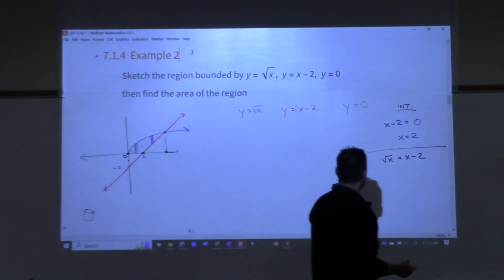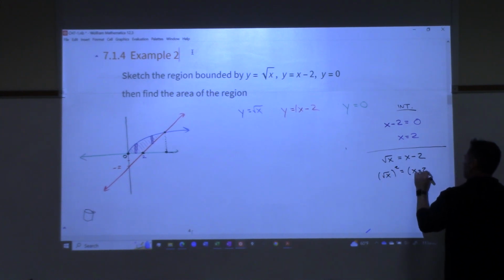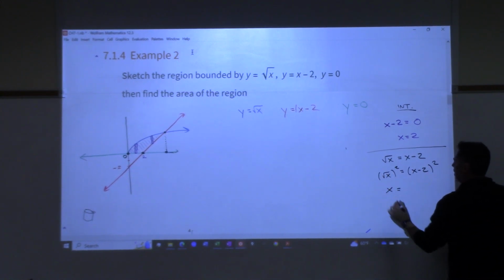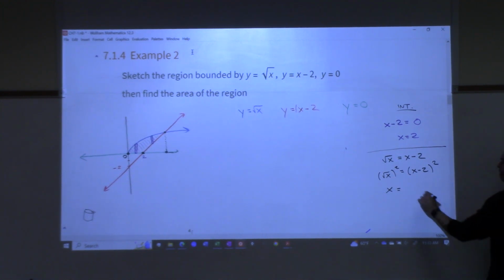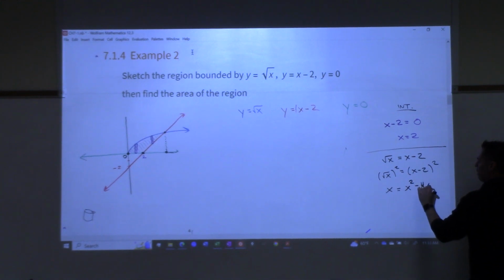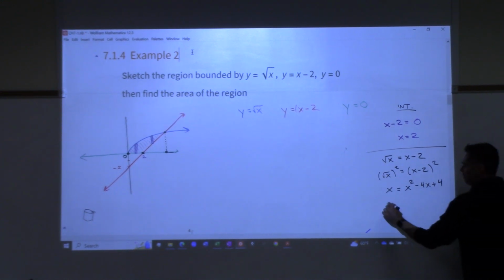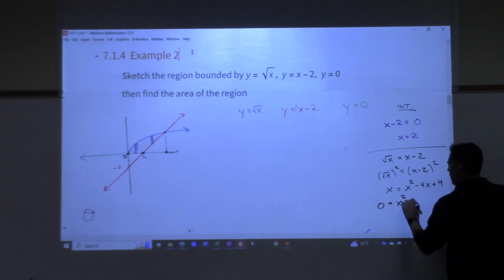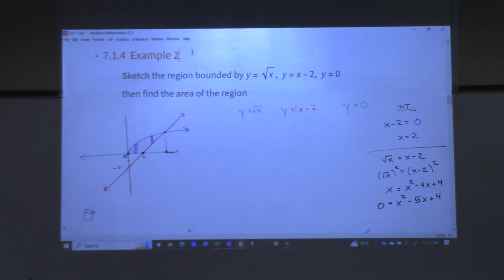Okay, so if I square the left side, we get x here, and over here, we actually have to FOIL that out. We don't have a choice. It's x squared minus 4x plus 4. That's what we get if we did that times itself. And then it's now a quadratic, so you move everything over to one side. It becomes x squared minus 5x plus 4, because you subtracted x on both sides.